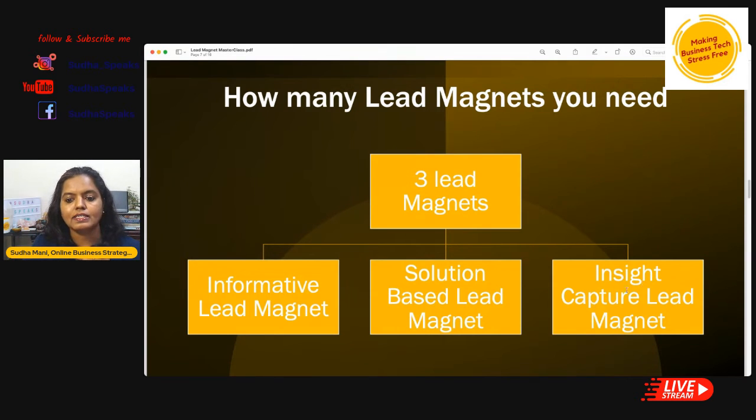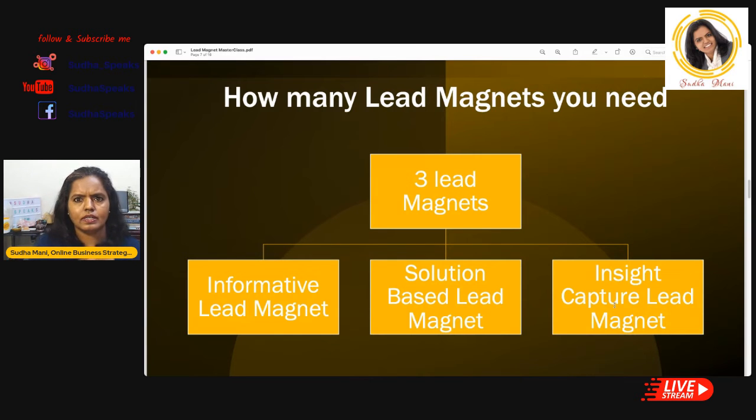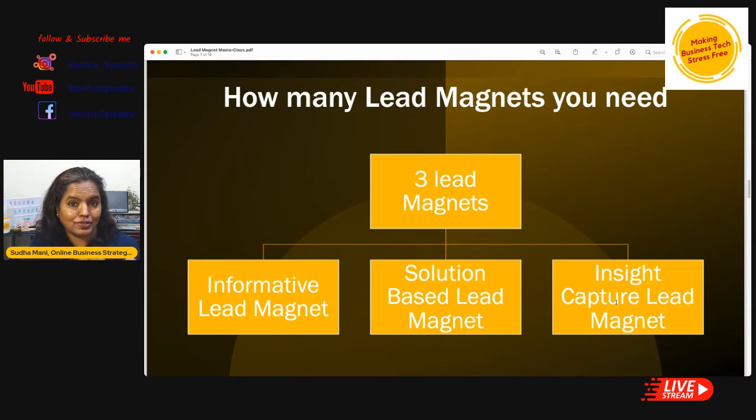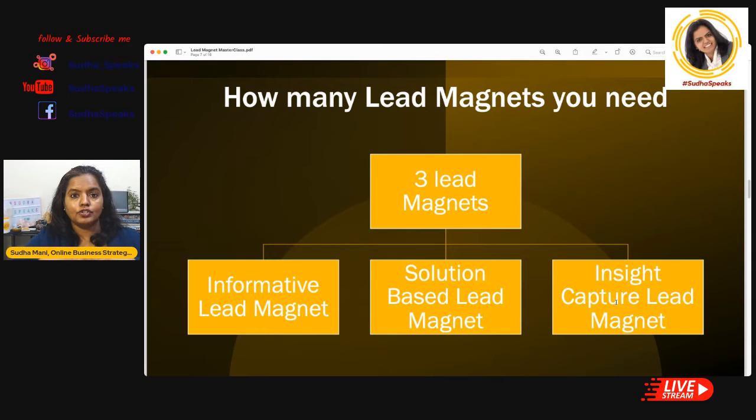The third is insight capturing. This is where it's a little bit more, and where it will take more time. It could be a strategy call, which is an easy one. And the second one is a business quiz, where you don't need to be there, but you can create a quiz in such a way that you can group and segment them.